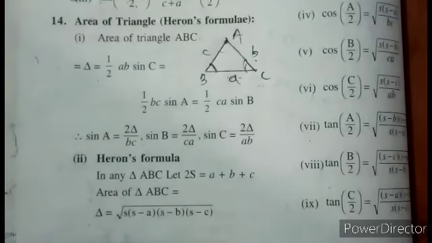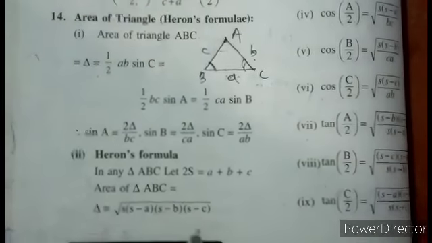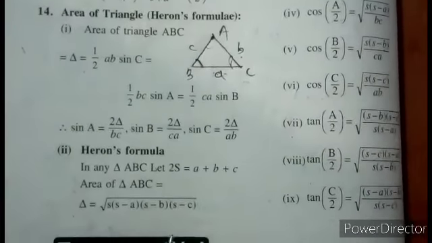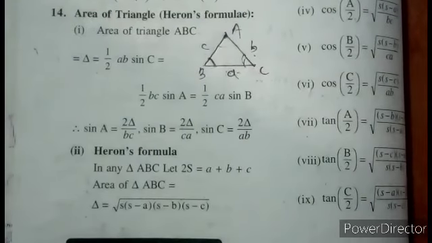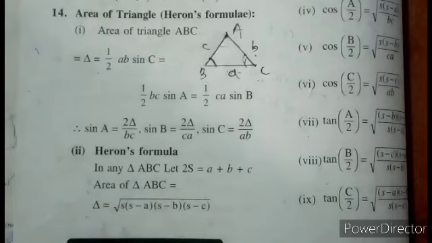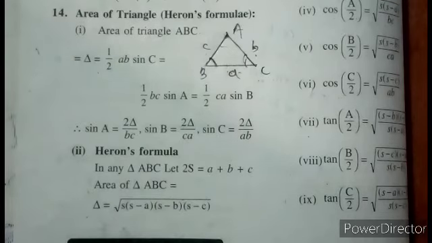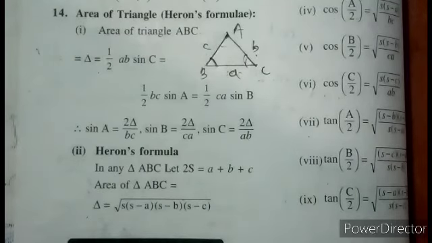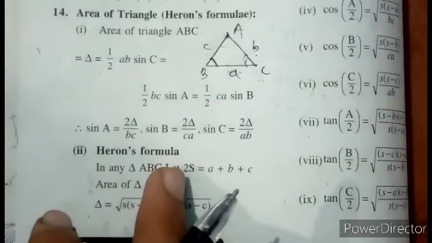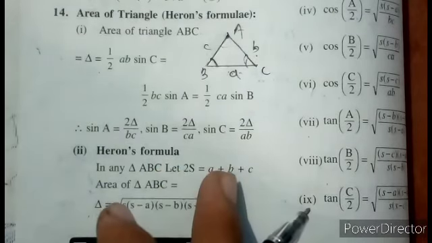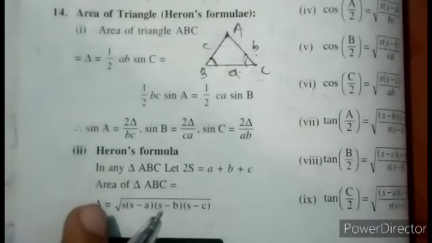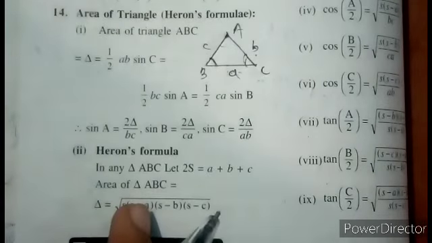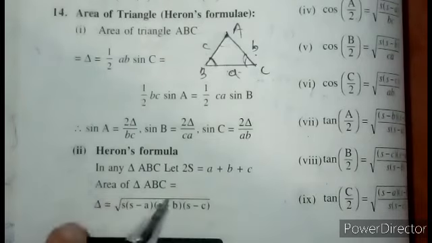The math is always based upon logic. If we don't remember the logic, then we will not remember all the formulas, because there are a vast number of formulas in math. Then this is the Heron formula. If we consider 2s is equal to a plus b plus c, then the area of the triangle is equal to root over s into (s minus a) into (s minus b) into (s minus c).